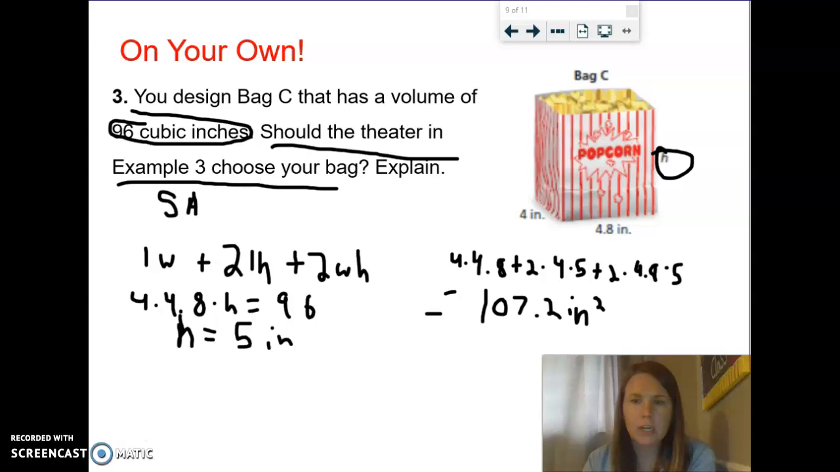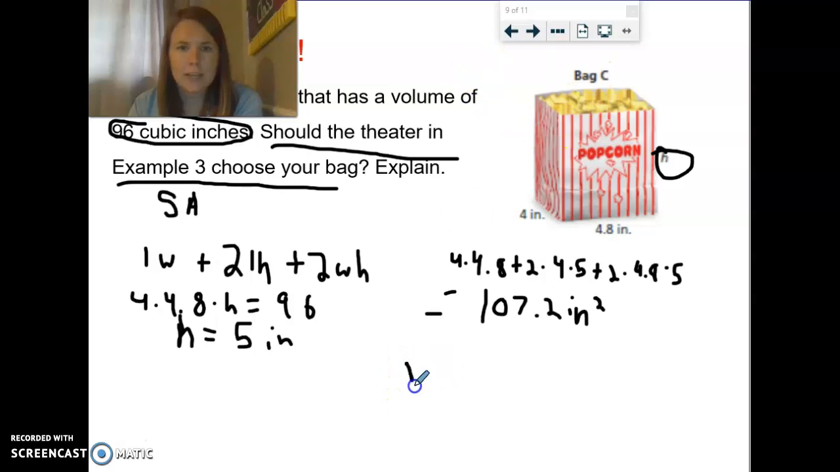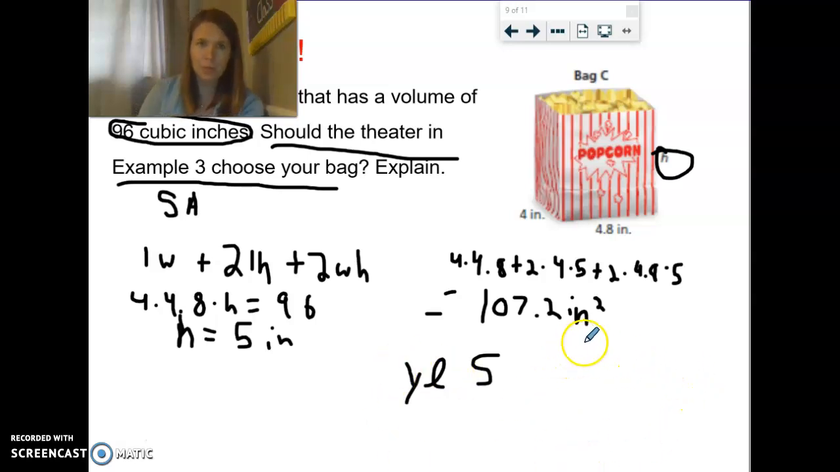So the ultimate question was, should the theater in example 3 choose your bag? Okay, your bag is this one, and I would say yes, because you have the smallest surface area. Okay, so explaining something about that, meaning you're going to even help save the company more paper, and they'll be more conscious of the environment this way. Okay, so yes, your bag would be the better option.